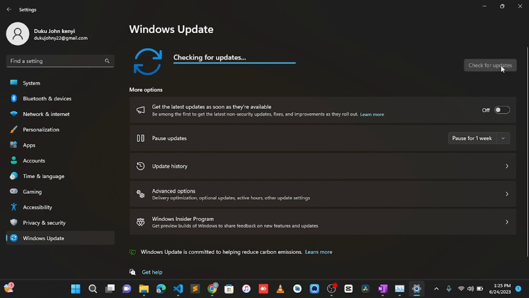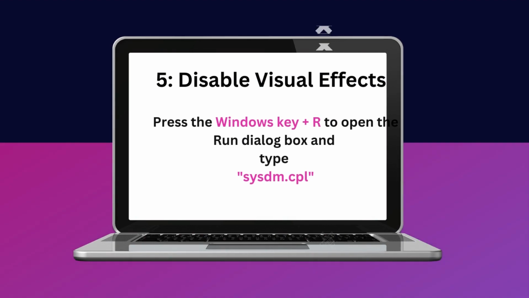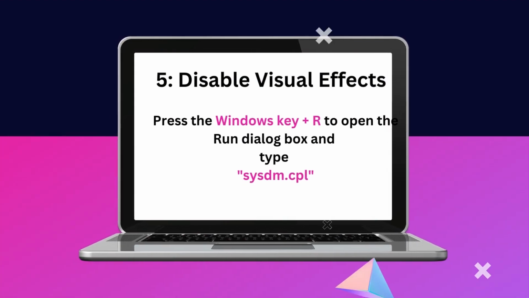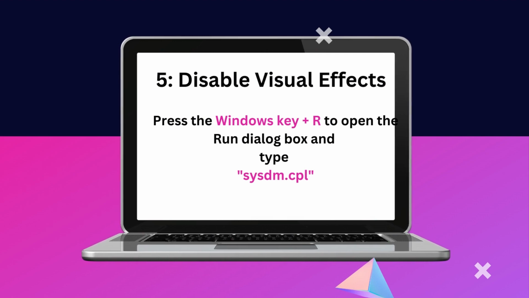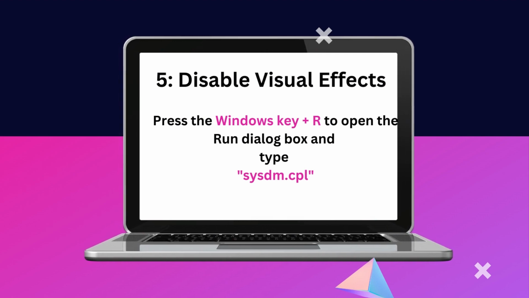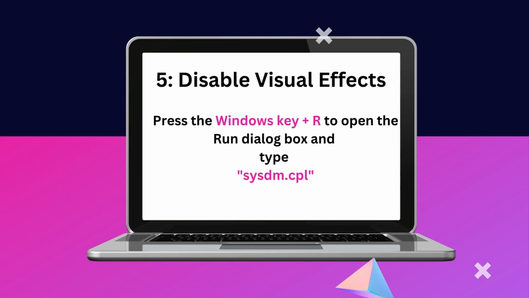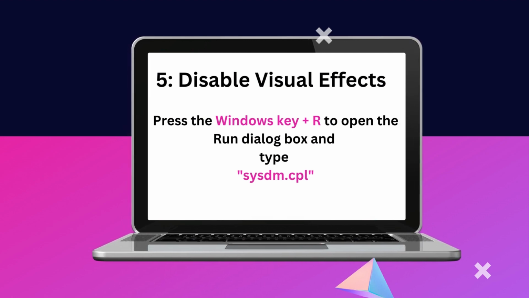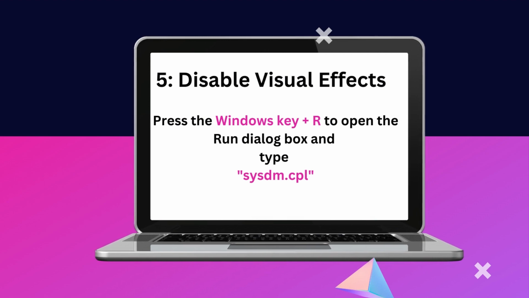The fifth thing we need to do to improve the speed of your computer is disabling the visual effects. Windows operating systems come with various visual effects and animations, which although visually appealing, can slow down your computer's performance. Let's optimize your computer's performance by disabling unnecessary visual effects.